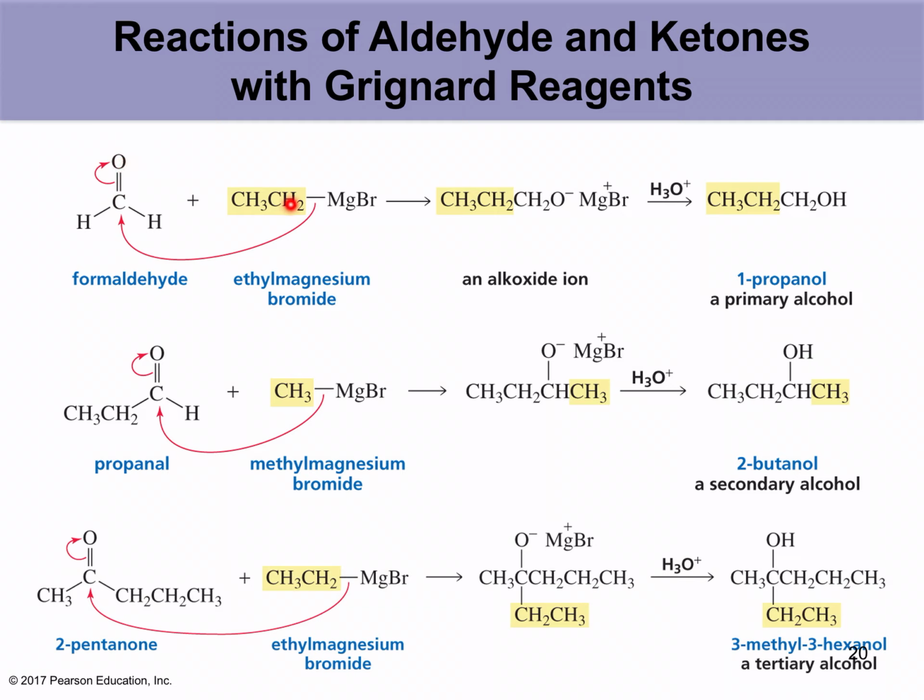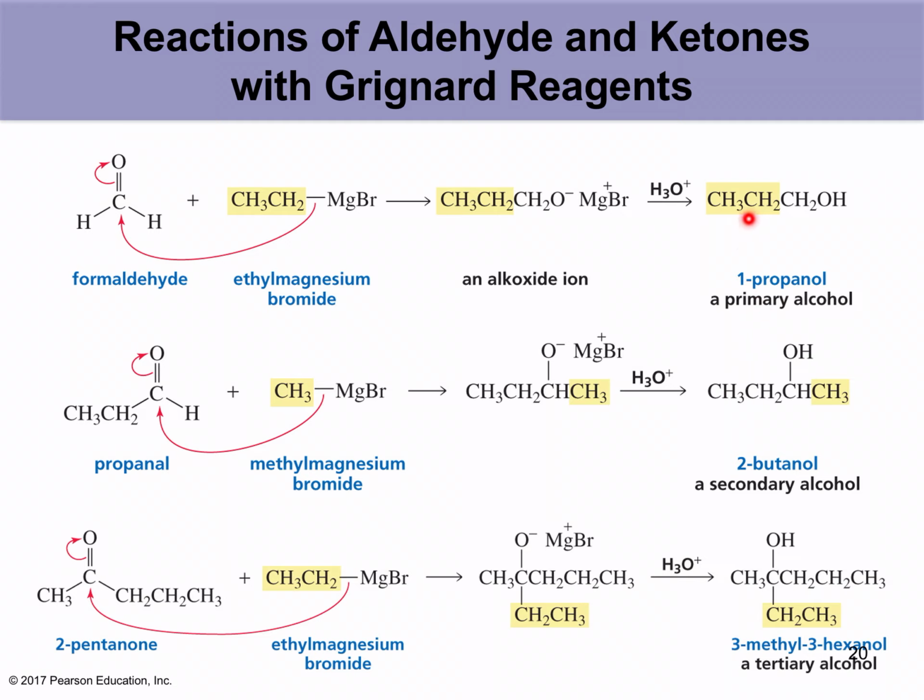So carbon-magnesium, the carbon is negatively charged. It goes and attacks the carbonyl carbon, and the pi bond opens up. You have this intermediate, CH3CH2 added to the formaldehyde carbon with two hydrogens, oxygen, and then the counter ion magnesium bromide. In the second step, when you add acidic water, this becomes an alcohol. So formaldehyde will give you 1-propanol, a primary alcohol.